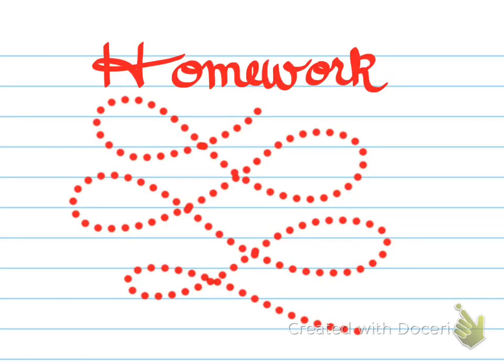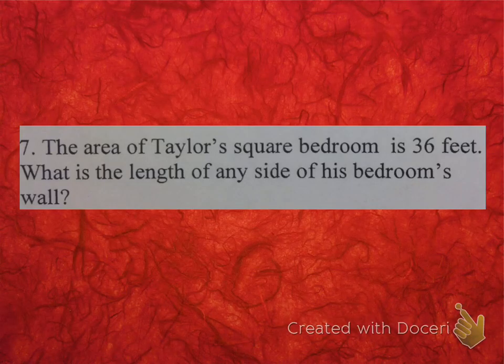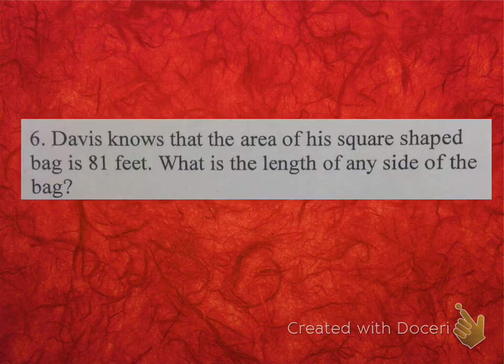Okay, and here is the part of the homework that you need to actually bring into class tomorrow. Oh, that's okay. It's not very many problems at all. The area of Taylor's square bedroom is 36 feet. What is the length of any side of his bedroom's wall? So just looking for one length of one side. Okay, and Davis knows that the area of his square-shaped bag is 81 feet. What is the length of any side of the bag? Any one side of the bag?